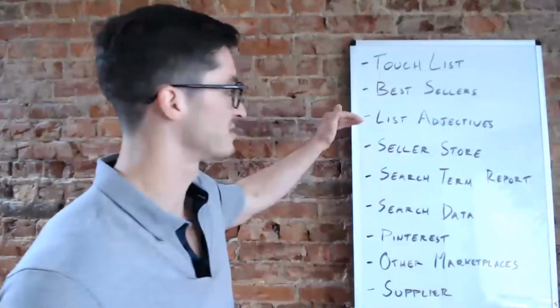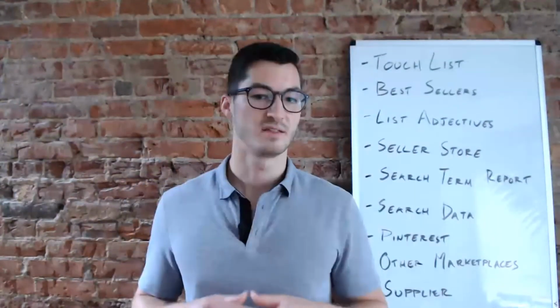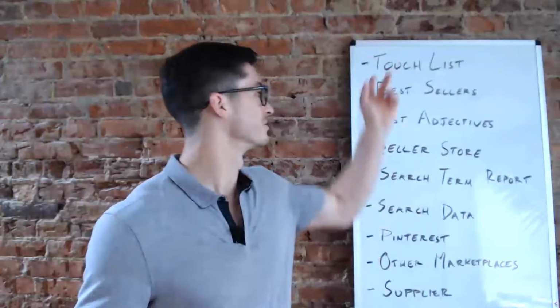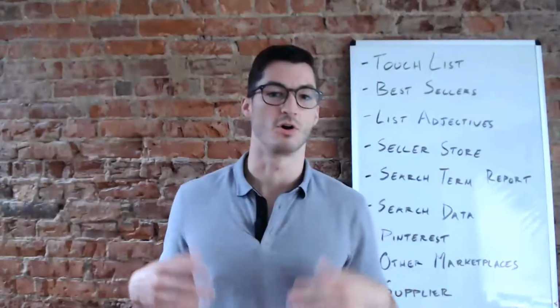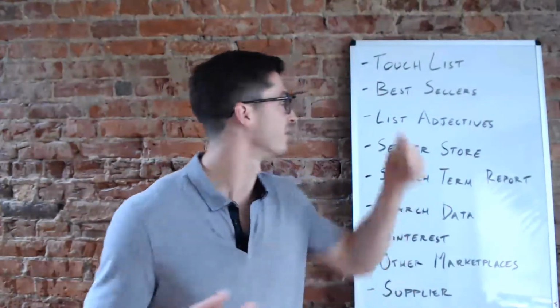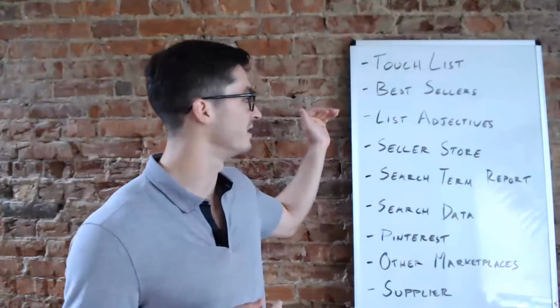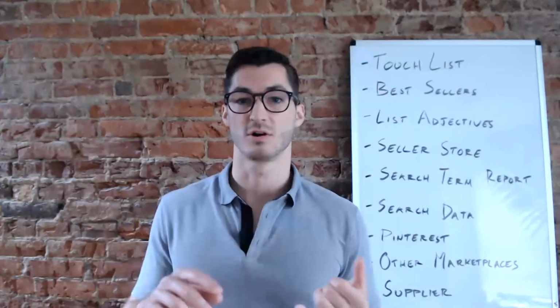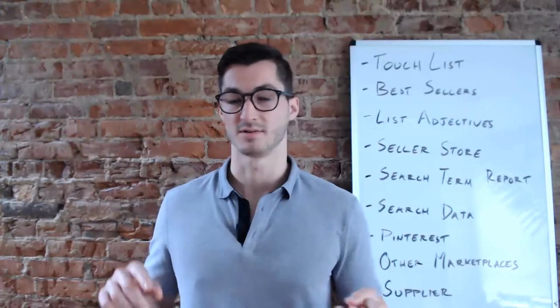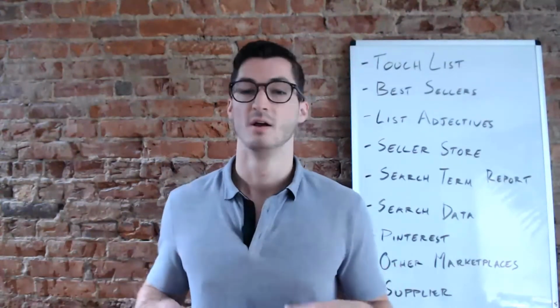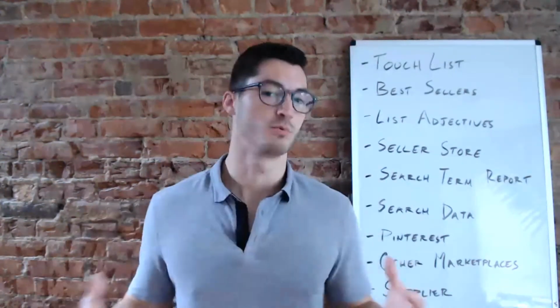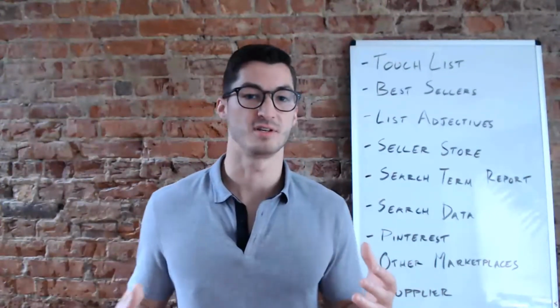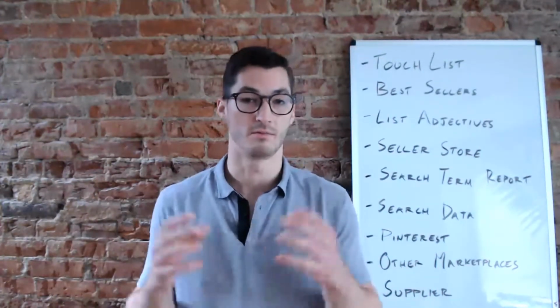Number 3 is list adjectives. Okay, so what do I mean here? Basically, let's say that from your touch list, you've identified a garlic press, right? You have a garlic press on your touch list, and now you list adjectives around that product. So we could start off with blue garlic press, or long handle garlic press, or whatever. We're just listing a bunch of different adjectives around that product.